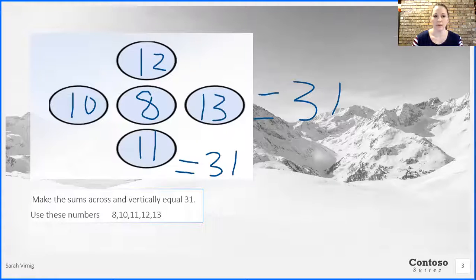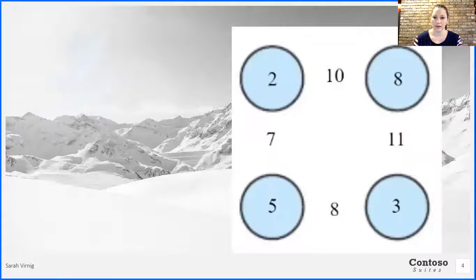Okay, so I put 12, 8, and 11 vertically, which adds up to be 31. 10, 8, and 13 horizontally, and again, that also adds up to be 31. Okay, and the next part of the question is we have 4 boxes, and we are to solve them. And this is just a quick example so we know how to set up the problems that we're going to get.